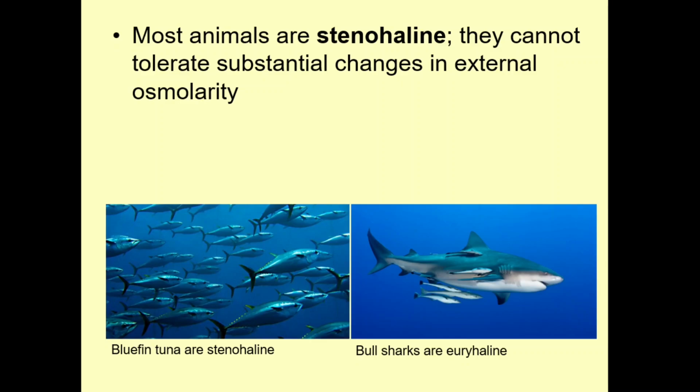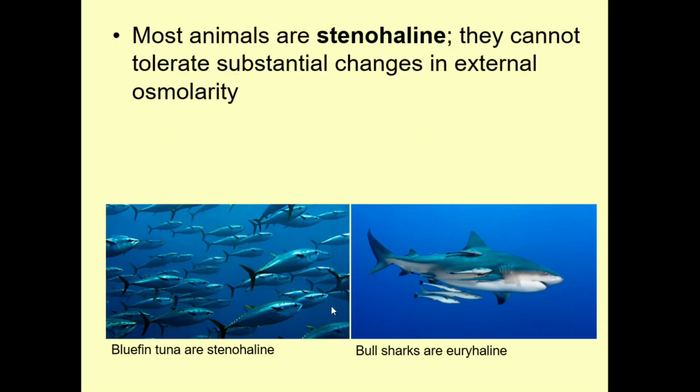So seawater fish, for instance, well, they need to live in the sea. If you take a cod from the sea and you plonk it into a freshwater pond, well, it's going to die because it's a stenohaline animal. It's not able to tolerate the changing salinity. And the example I've put on here are the bluefin tuna. So these will not survive in fresh water, certainly not for any length of time anyway.